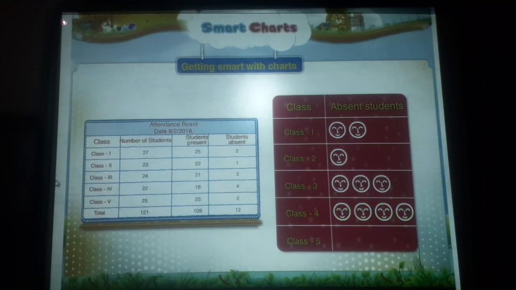Now tell me, how many students are absent in class 5? 2. Right. So how many symbols shall we show here? Absolutely right. 2 symbols. Did you understand now how to show the symbols? Look at the chart and fill in the blanks.